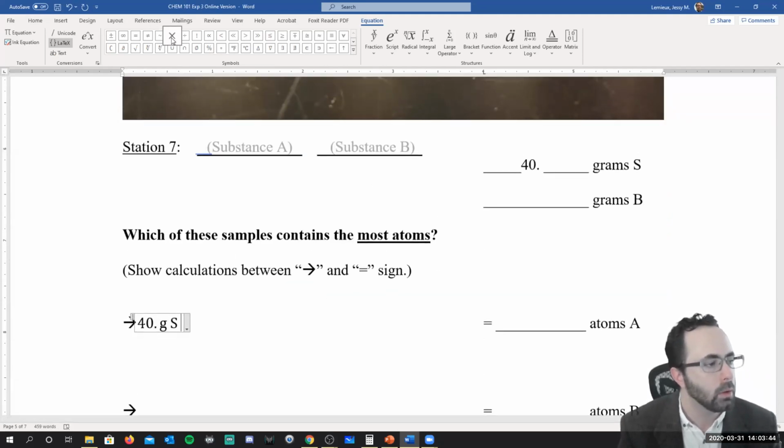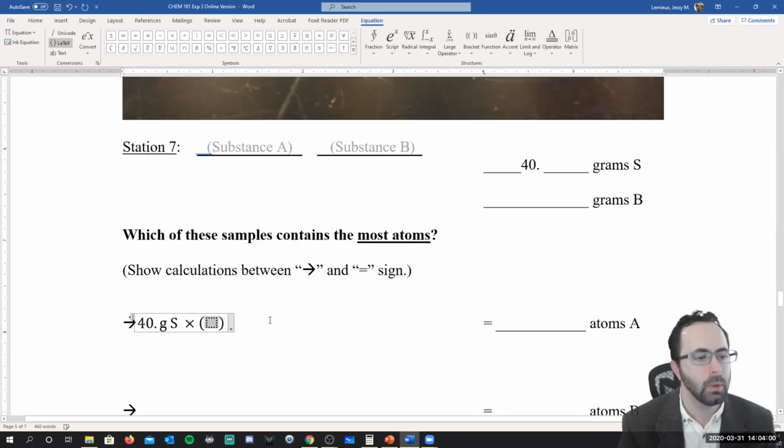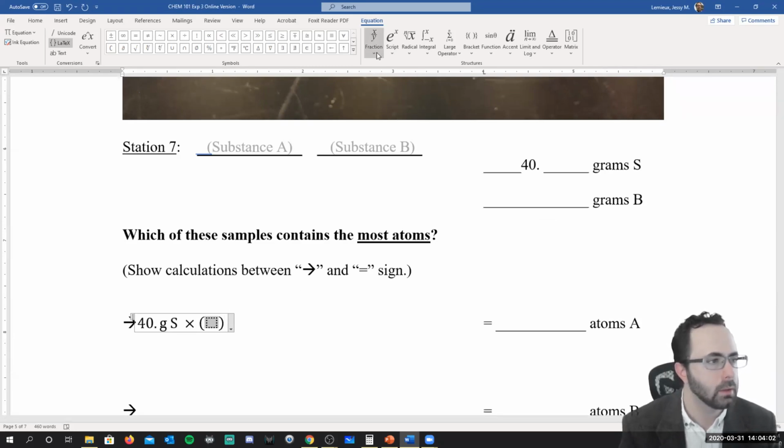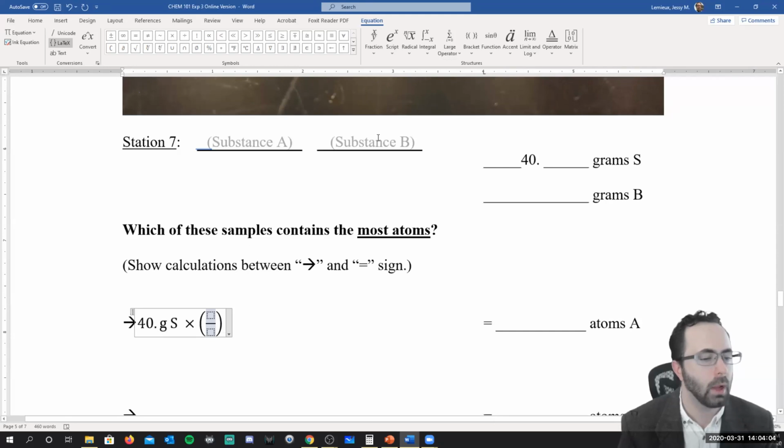And then we're going to do times, and we're going to put in a conversion factor. And our conversion factor is going to be to go for the mole. We want to go from grams to moles. How do we go between grams and moles? Where do we get that conversion factor for going between grams and moles? What tells us how many grams are in a mole?